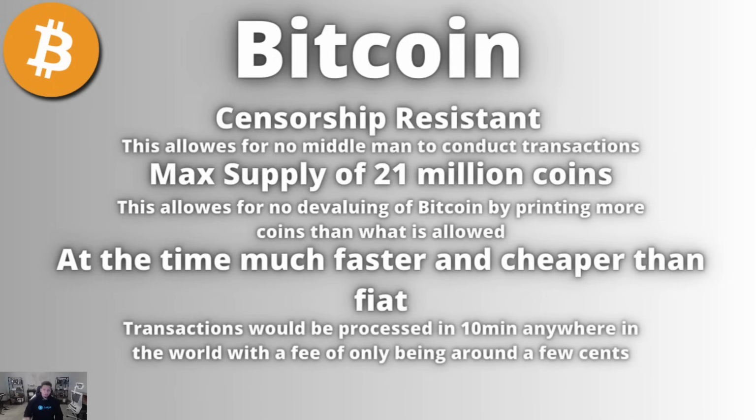Bitcoin was censorship resistant. This allows for no middleman to conduct transactions. The max supply of 21 million coins was also very significant. This allows for no devaluing of Bitcoin by printing more coins than what is allowed. This is very different to our current money system, where a central bank is able to print as many dollars as they want. With Bitcoin, there's only a set limit that can ever exist. This creates much scarcity. At the time, Bitcoin was much faster and cheaper than using US dollars.